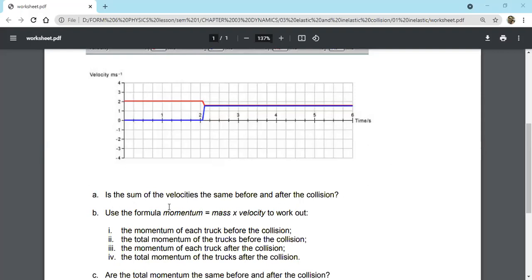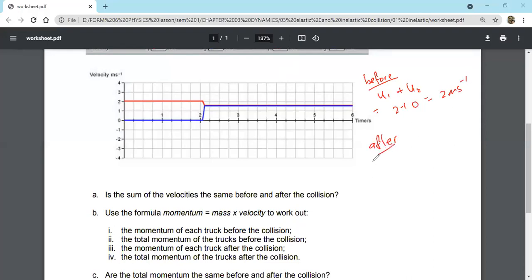Is it the sum of the velocities? Okay, so this means that the velocity is not the same. So from here, A, we notice that before collision, U1 plus U2 is equal to how much? U1 plus U2, 2 plus 0 equal to 2 ms^-1.